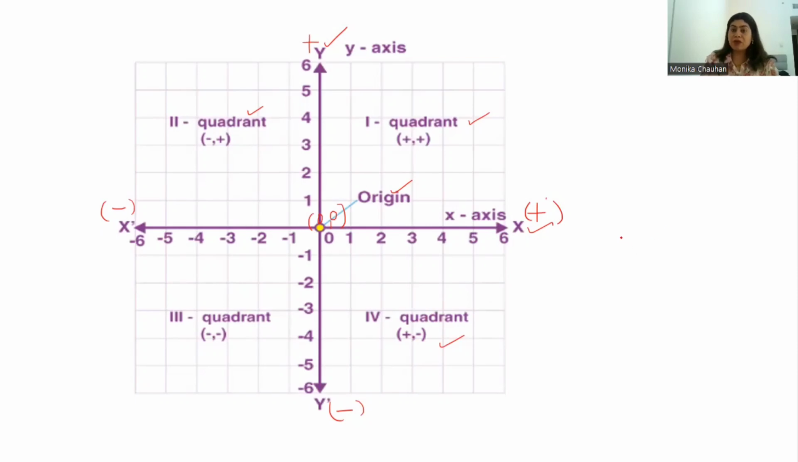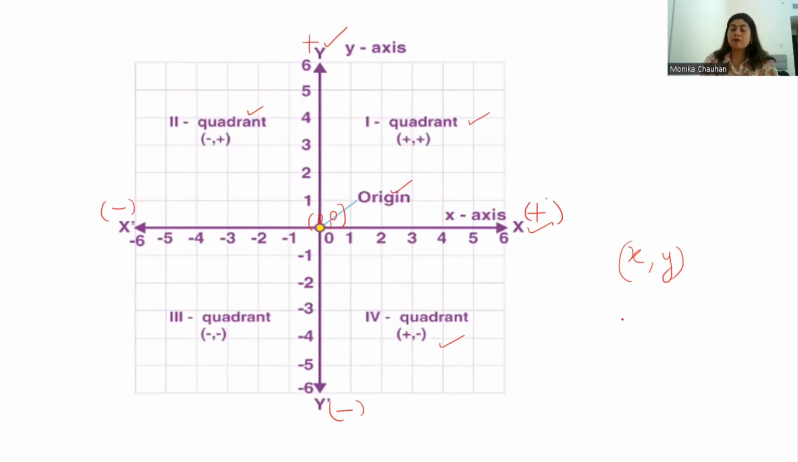Another very important part is how you are going to write the coordinates. It should be in this form. x and y always should be written as an ordered pair. This is called an ordered pair. It has to be in brackets. The first is always your x and the second is your y.